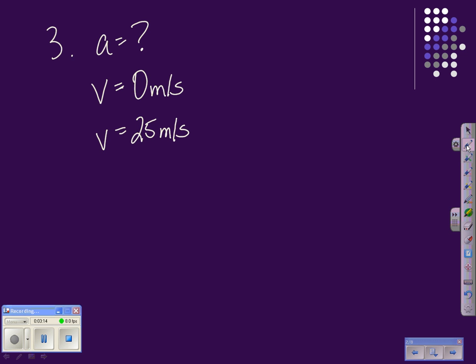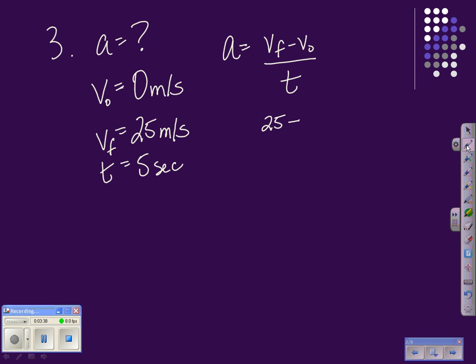And so I have 2 different velocities. Well, the 0 is where I started from, so that's my original. 25 will be my final. And then I have 5 seconds, which is a time value. All right, they want me to solve for acceleration. I have a formula that it's A equals VF minus VO over T on the formula chart. So I'll take 25 minus 0 over 5.